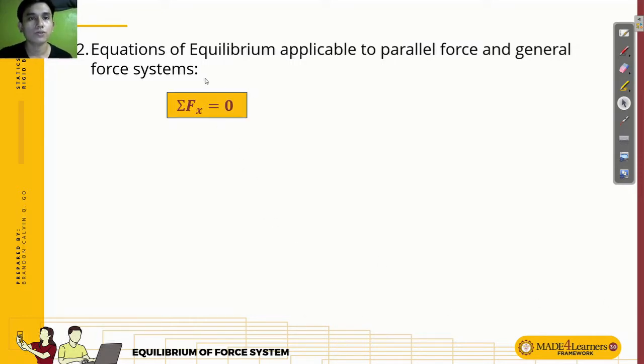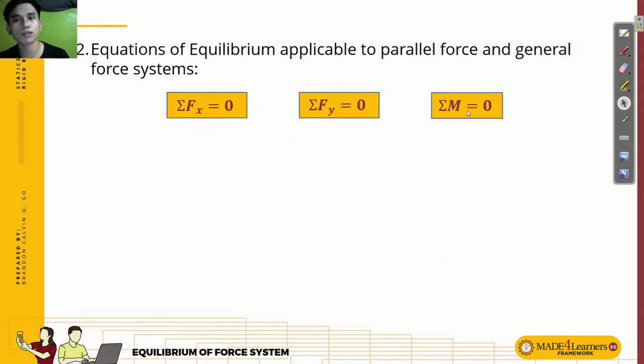Okay, so for the general force system, we have summation of forces along x is equal to 0. So you take the summation of the horizontal forces. Then the vertical forces should equal 0, and include the moment. So, the structure will not tilt.